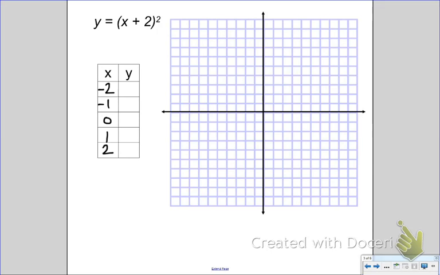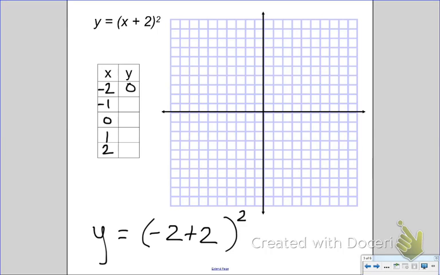So let's see. I'm going to plug them in down here. So y equals some number x plus 2 squared. All right. So the first number I'm going to plug in is -2. I'm plugging in -2 right here. So I have -2 plus 2. What is -2 plus 2? 0. Those are opposites. Those are called additive inverses, opposites. So -2 plus 2 is 0. What's 0 squared, or 0 times itself? 0. So I'm going to fill in a 0 right here. This is -2, 0.